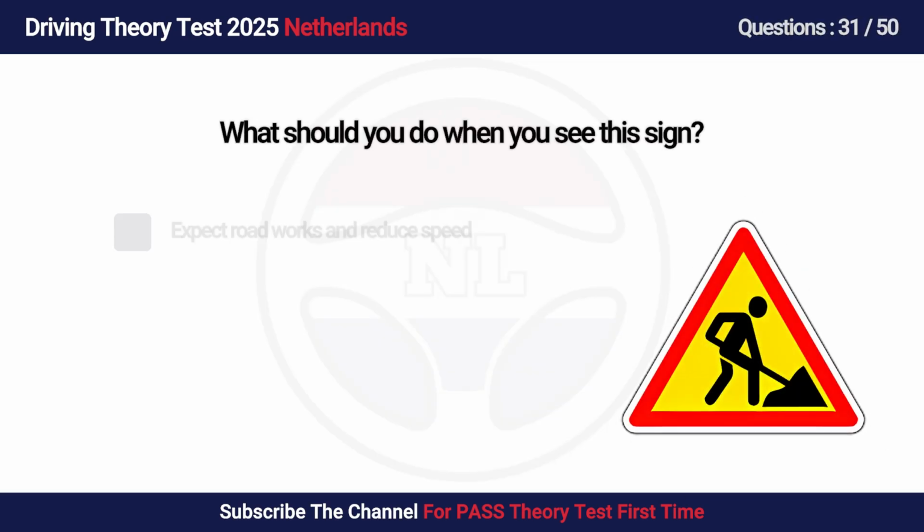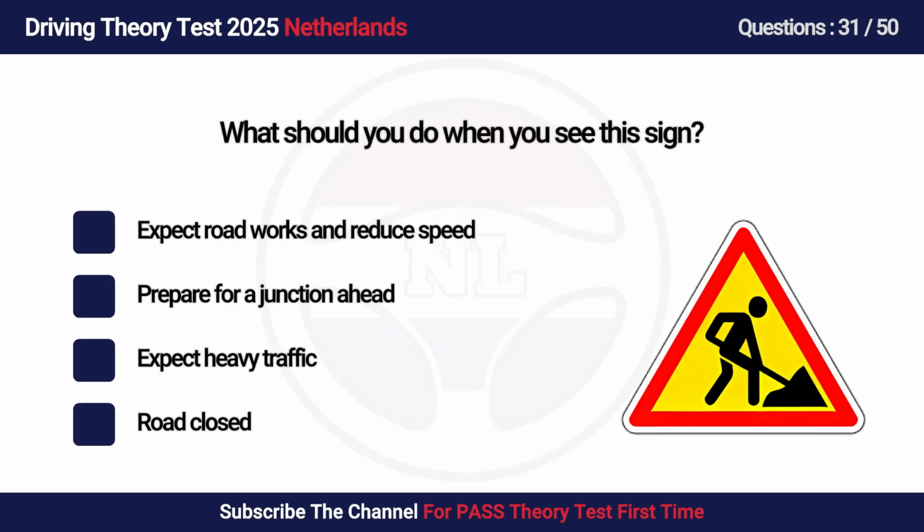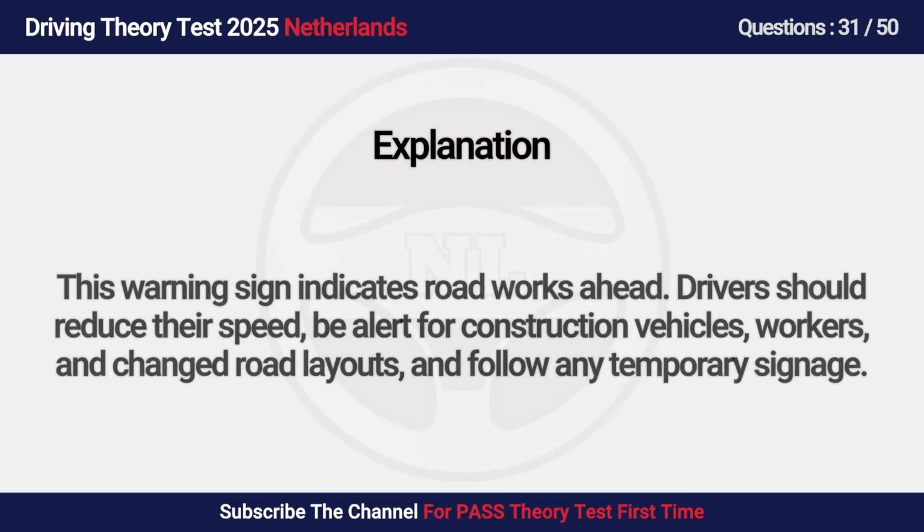Question 31. What should you do when you see this sign? A. Expect roadworks and reduce speed. B. Prepare for a junction ahead. C. Expect heavy traffic. D. Road closed. Answer is A. Expect roadworks and reduce speed. This warning sign indicates roadworks ahead. Drivers should reduce their speed, be alert for construction vehicles, workers, and changed road layouts, and follow any temporary signage.